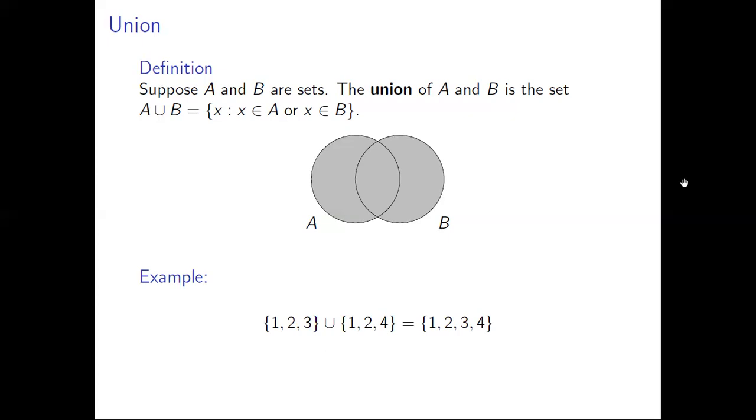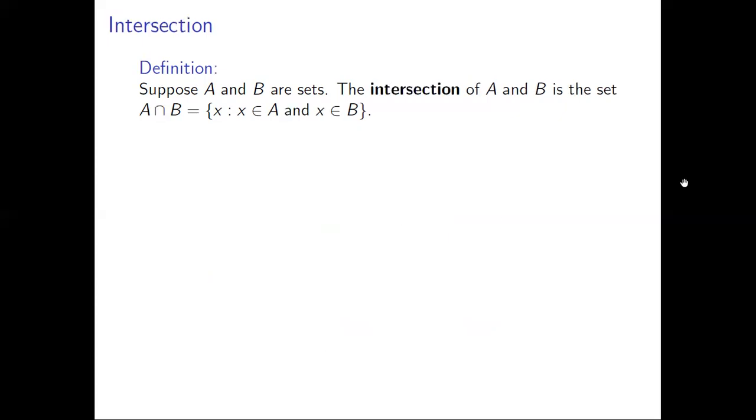That's one operation. Next operation is intersection. So again, suppose A and B are sets. The intersection of A and B is the set written like this: A intersected with B, which is defined as the set of all x such that x is an element of A and x is an element of B. So this is the set of all things that are in A and in B at the same time.